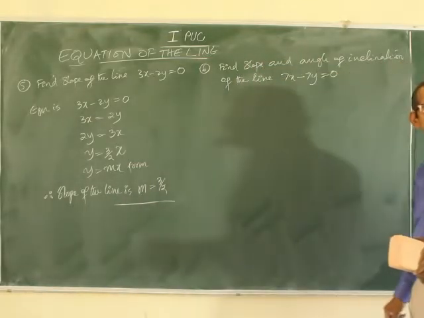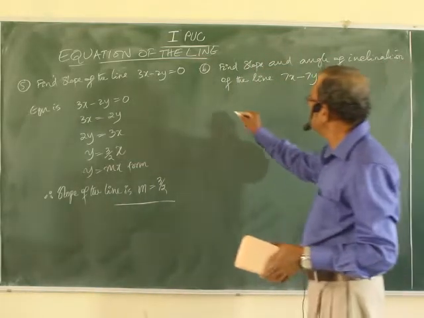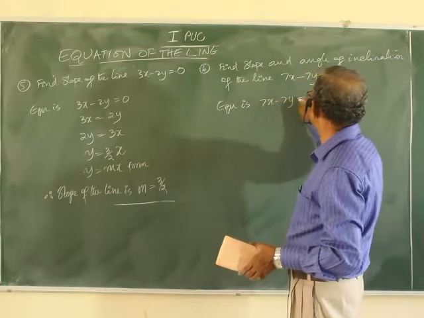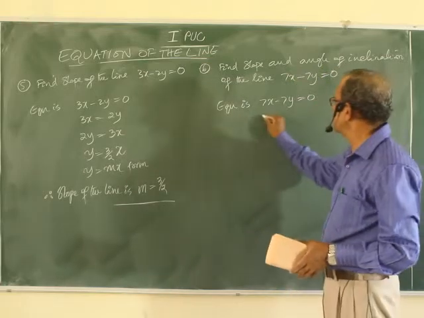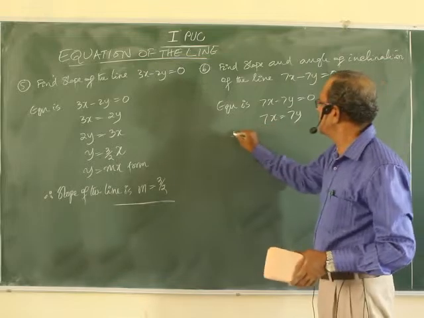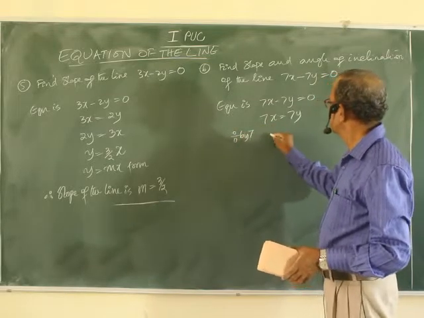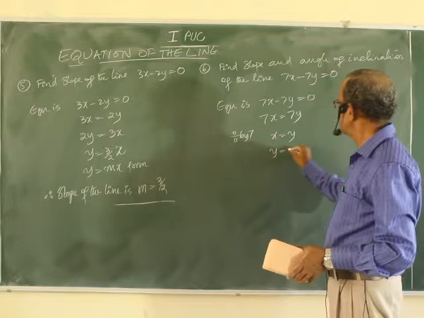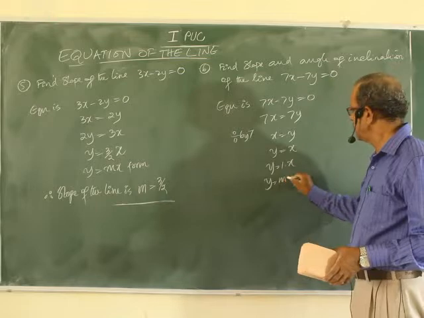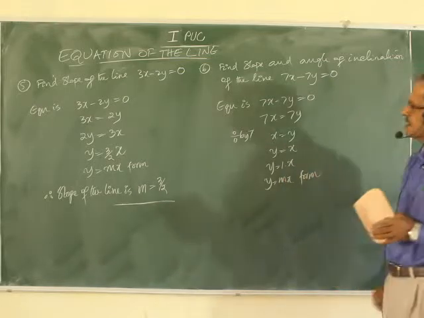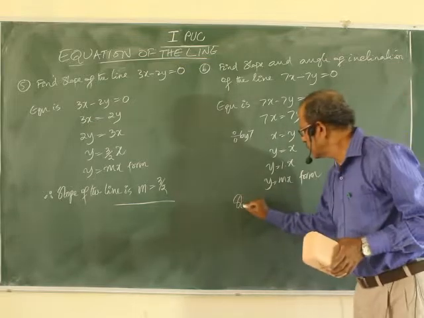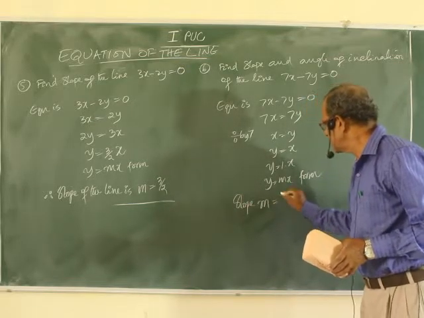How to do that? Equation is 7x minus 7y equal to 0. Or I can write like this also. Or dividing both sides by 7, y equal to x. Y equal to 1 into x. Y equal to mx form. Slope m equal to 1.